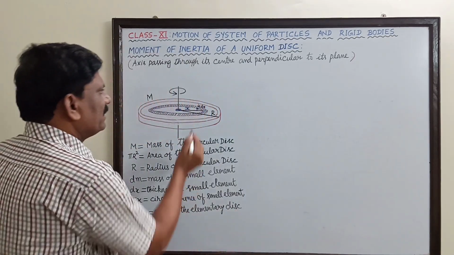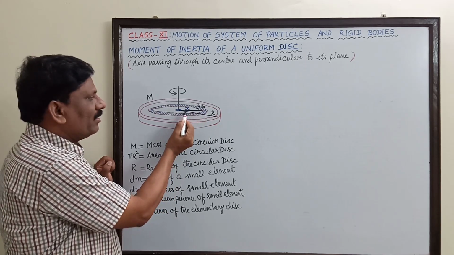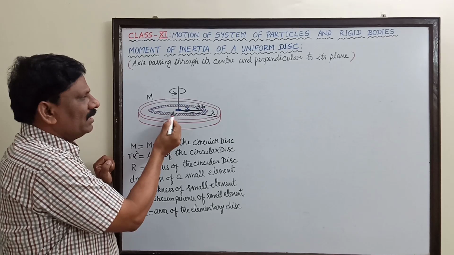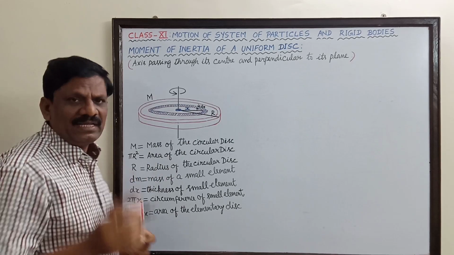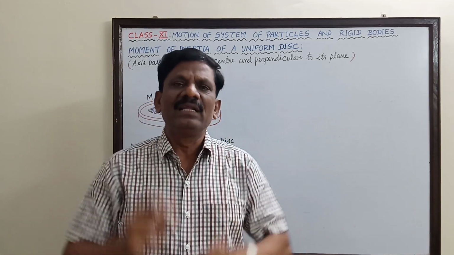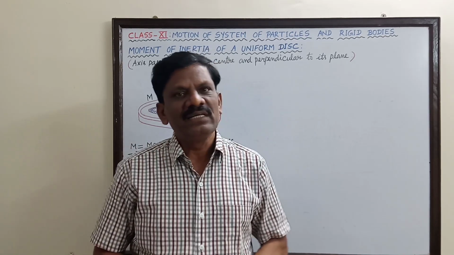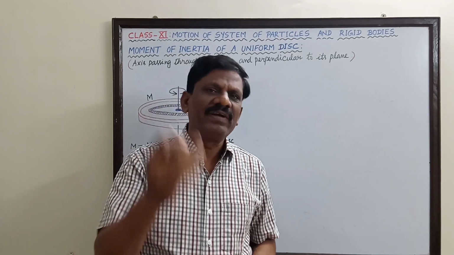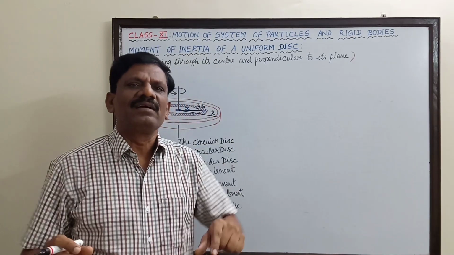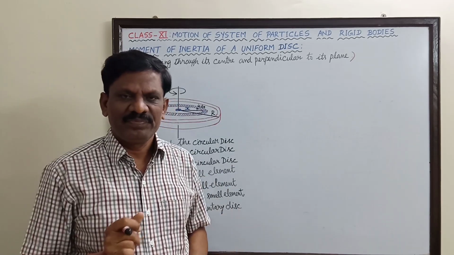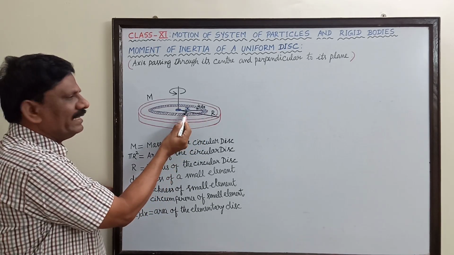So this elementary ring is at a distance of small x from the axis, and its thickness is dx. So the radius of the elementary ring which we have assumed is small x, and its thickness is dx. So, how to find the area of that considered elementary ring? It is equal to the circumference into thickness. So, I have assumed the elementary ring of thickness dx and radius x.